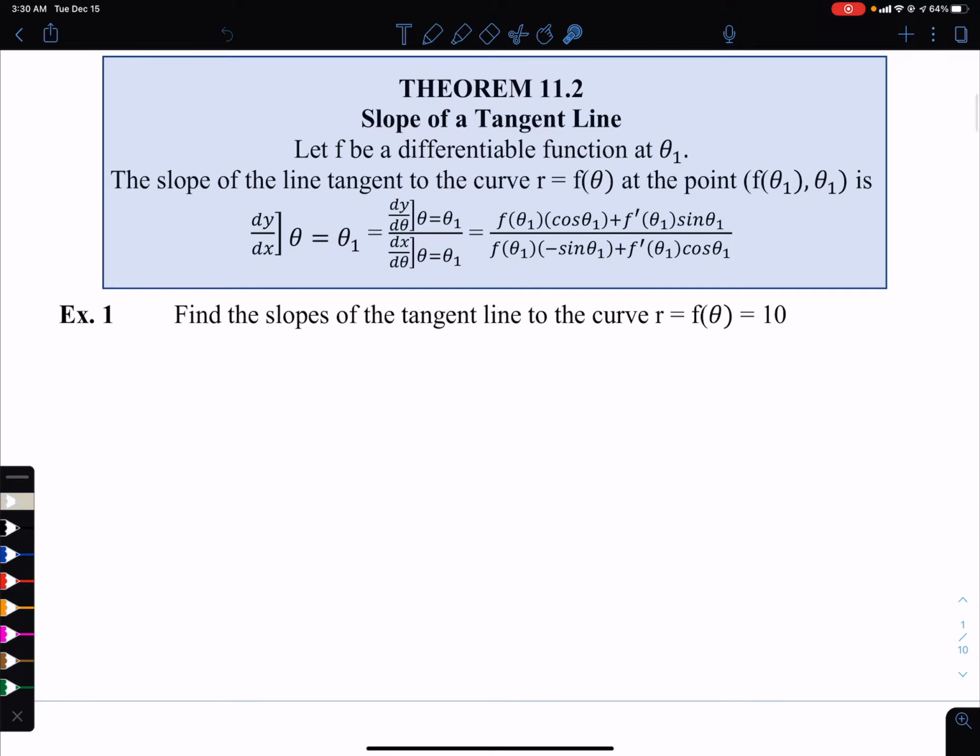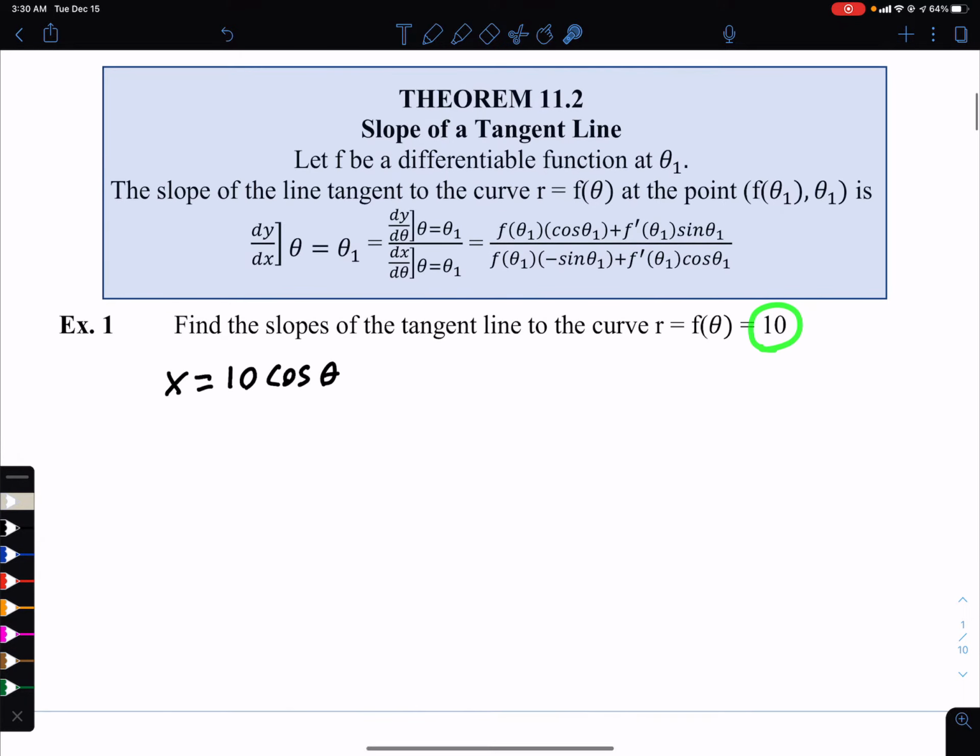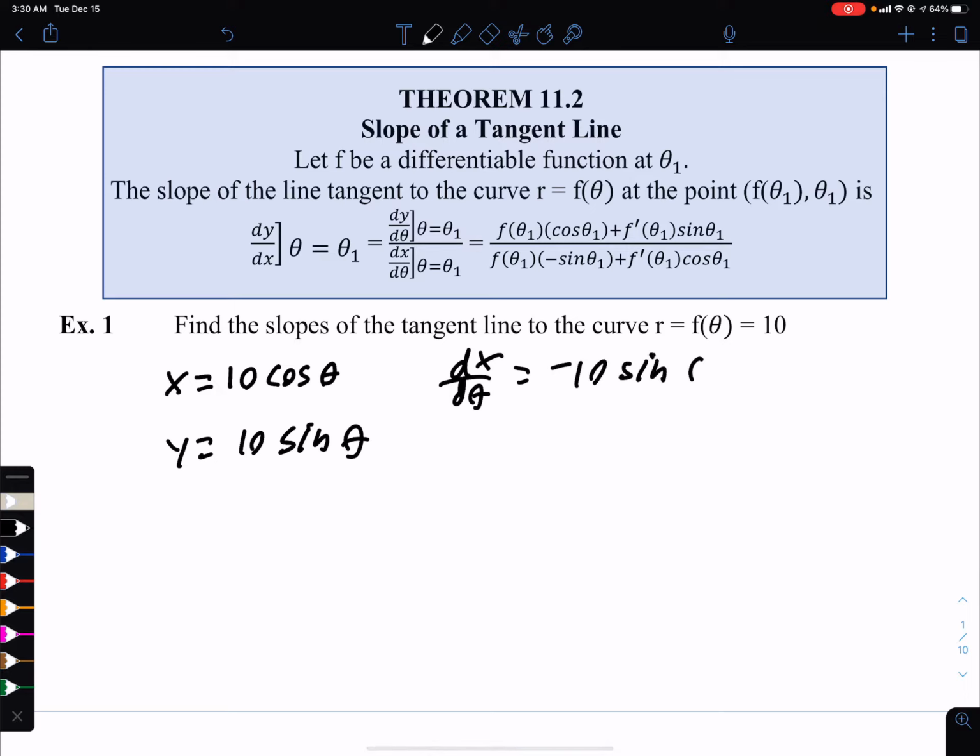So example 1, find the slopes of the tangent line to the curve r equals 10. So first we have to find x, which is r cos theta, which is 10 cos theta, because 10 is our r. And similarly, y is 10 sine theta. So we're going to find dx d theta. It's going to be minus 10 sine theta. And dy d theta is going to be 10 cosine theta.